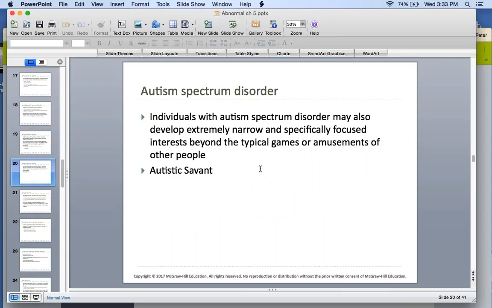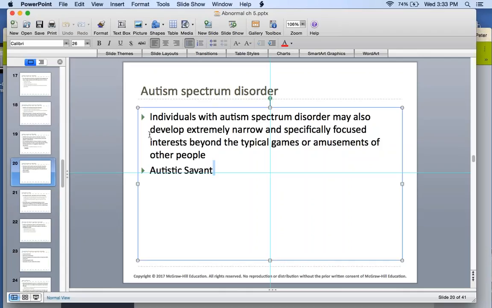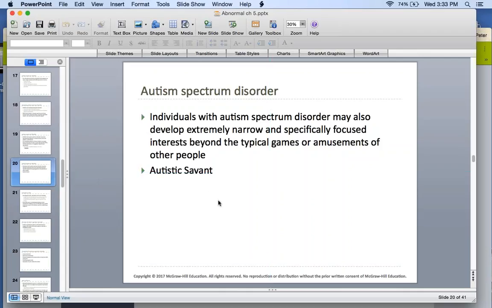Individuals with autism spectrum disorder may also develop extremely narrow, specifically focused interests. So that's what I mentioned before. Now, something that goes along with that is the autistic savant. Okay, now you may have heard this referred to as an idiot savant in the past. Not the nicest term. So autistic savant, this is someone who has the deficits of a person with autism spectrum disorder.